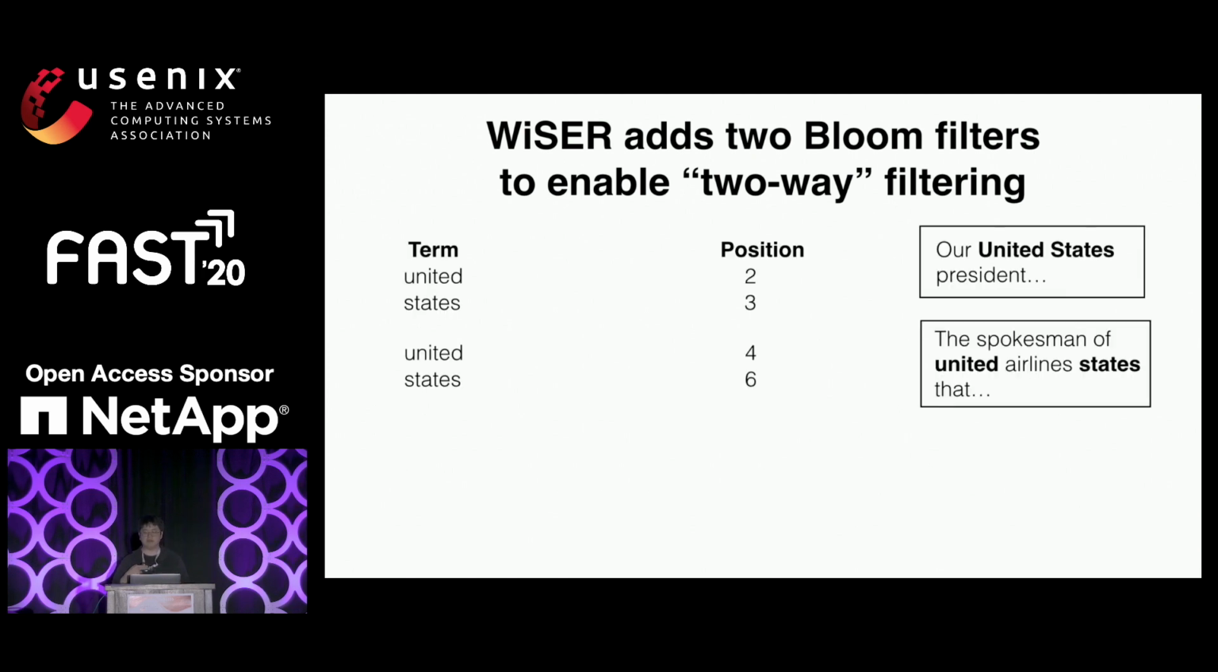Originally, we only have position in the index of the search engine. But for WiSER, we add a Bloom filter for all the terms after each term. So for example, in this case, States is in the after filter of United, and the President is in the after filter of States. Now we also have another filter we call before filter, which contains the term before each term.